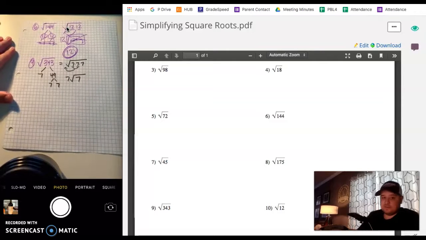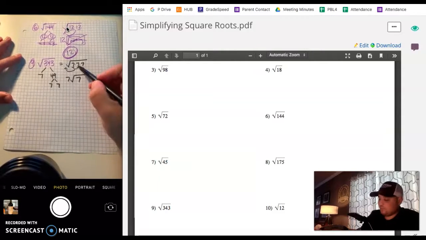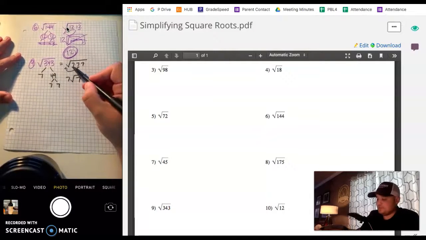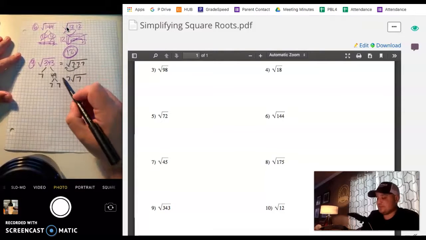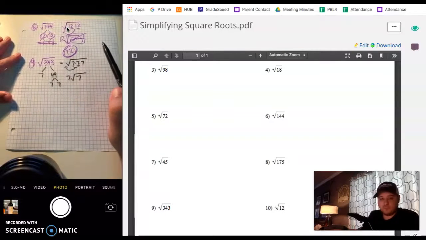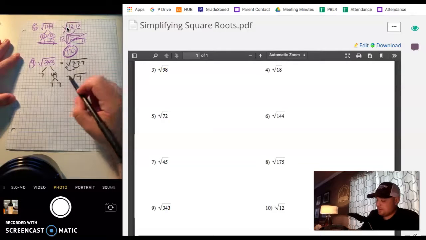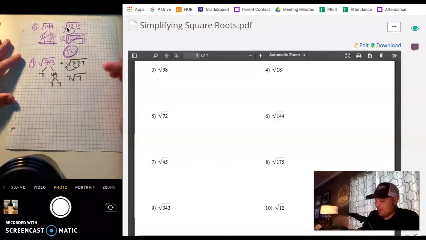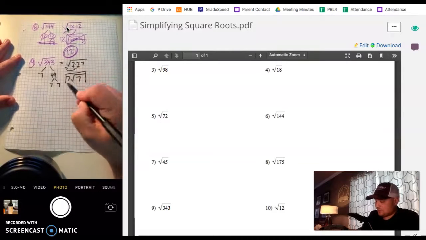That's a key. One of the most common mistakes is that people will pull both 7s out. They'll say 7 and 7 comes out as 7 times 7, but remember, it's pairs that get to pop out as just one number. They team up to make just one number. So 7 times the square root of 7. I think I'm done here. I think that's a good answer.